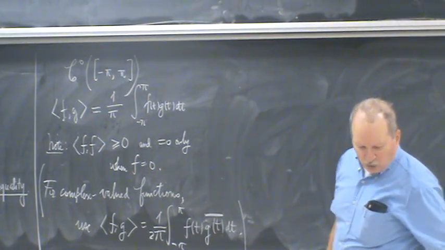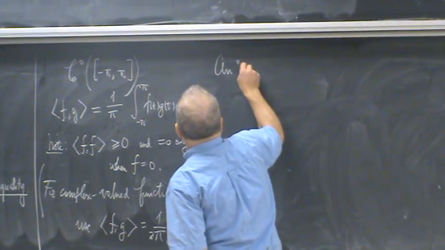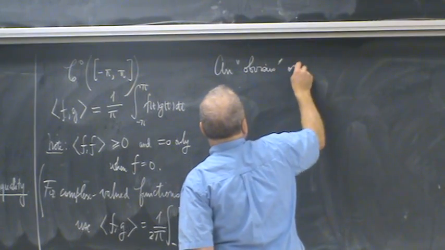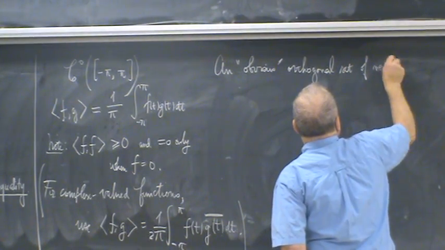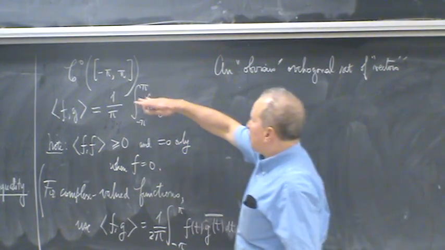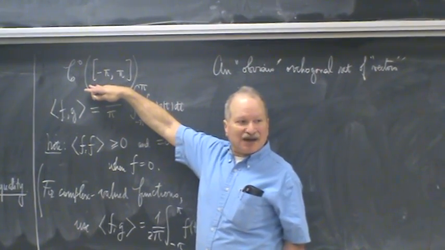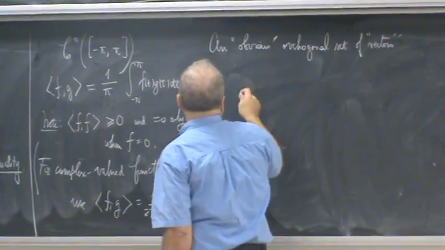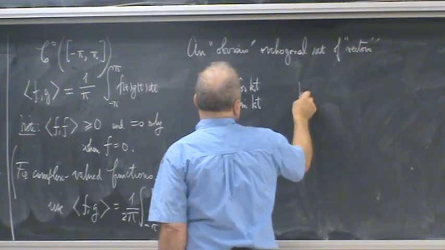Okay, why did I put the 1 over pi there? Well, can you give me an obvious orthogonal set of vectors in this vector space? Think of some functions. One natural way to think about this is to think about periodic functions on all of R, and then sine and cosine come to mind. So we could look at cosine of kt, and we could look at sine of kt, where k is a natural number.